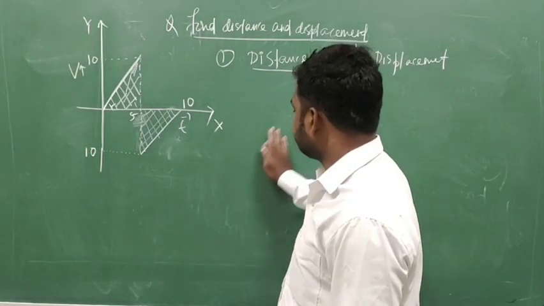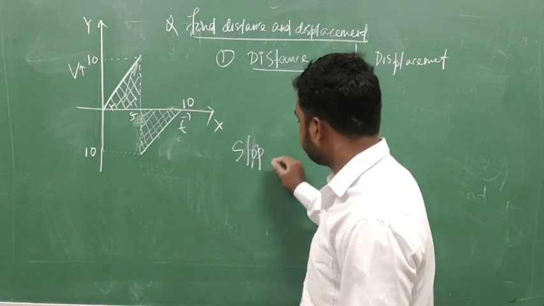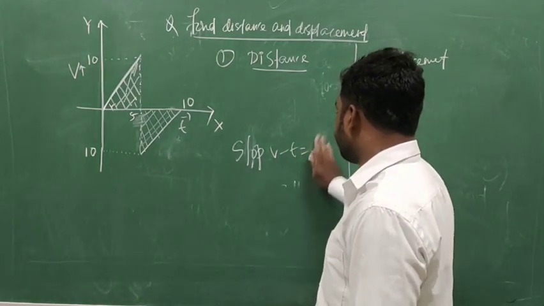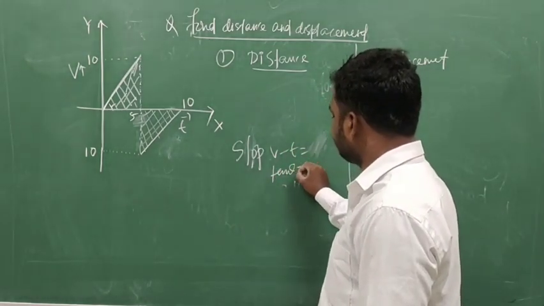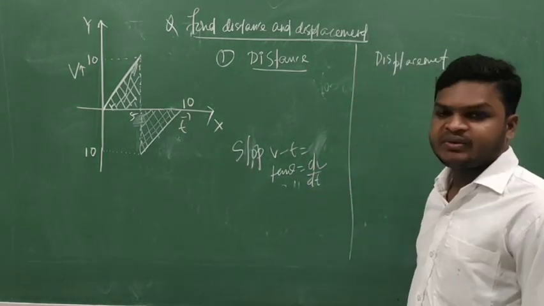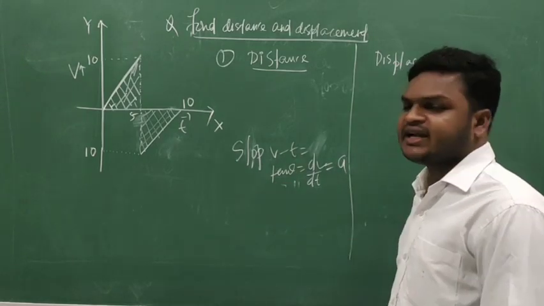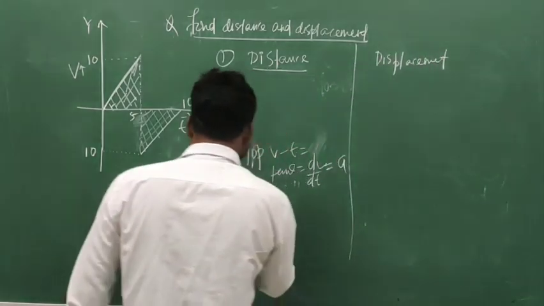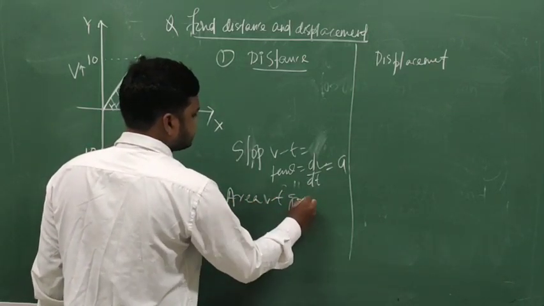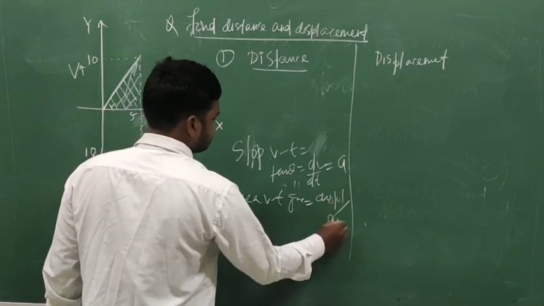That means you already learned that the slope of the VT graph, that means slope means tan theta, which is equal to dv upon dt. That means v2 minus v1 by t2 minus t1, which produces acceleration. So the slope of the VT graph produces acceleration, and the area of the VT graph produces displacement or distance.